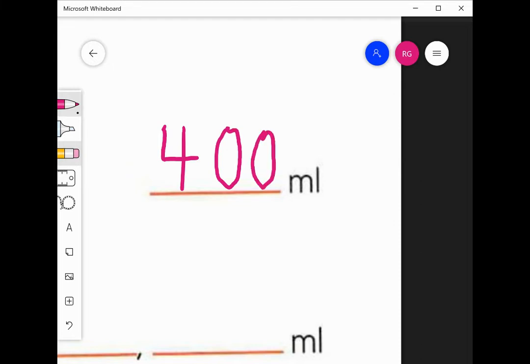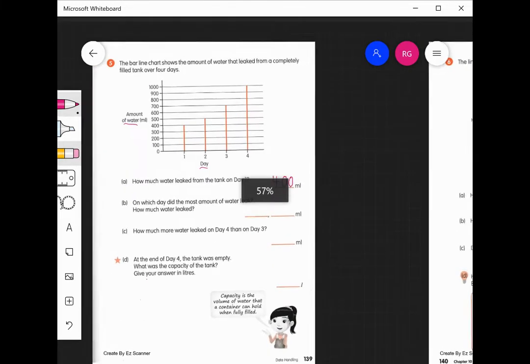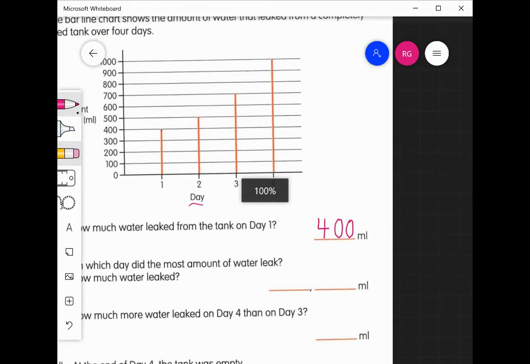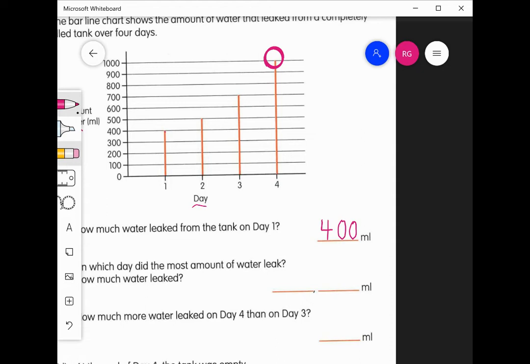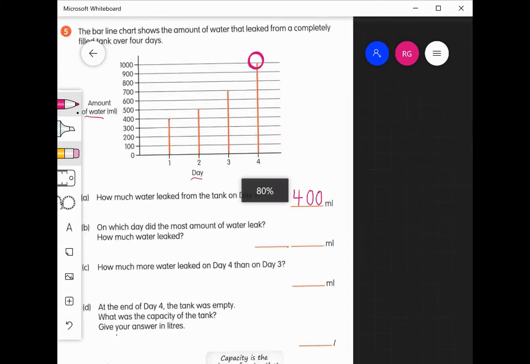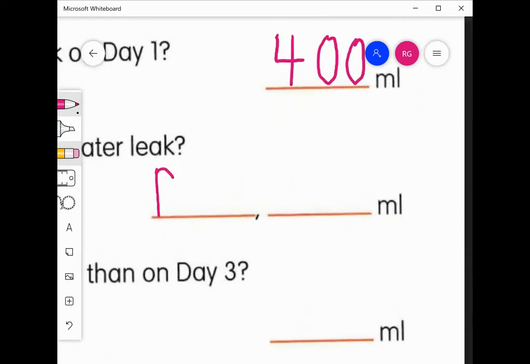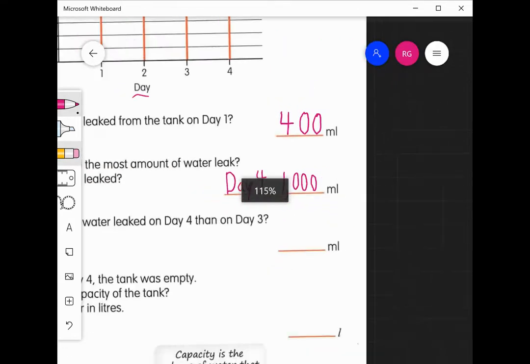Okay, and then for the next one, it says, on which day did the most amount of water leak? How much water leaked? Okay, so we need to look at the most, which is certainly day 4, and we can see that is right at 1,000 milliliters. So we can say day 4, which is 1,000 milliliters.